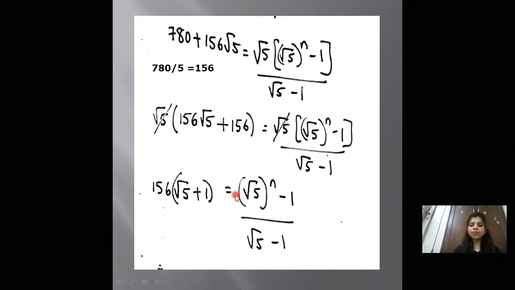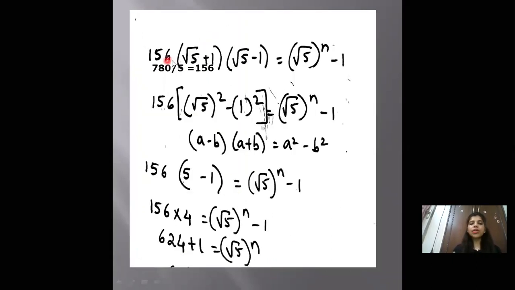So in the next part, we are doing the same thing. I'll just erase what I had written. So now 156 into root 5 plus 1 into root 5 minus 1 is equal to root 5 raised to n minus 1. Now here you can see that a plus b and a minus b are in that form. So I can use a minus b into a plus b is equal to a square minus b square. So I'm using that formula over here and bringing this in the form of a square minus b square.